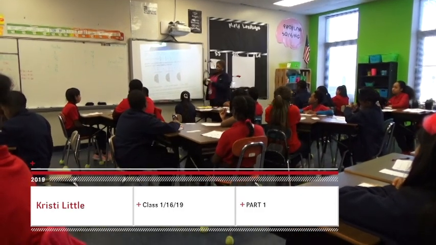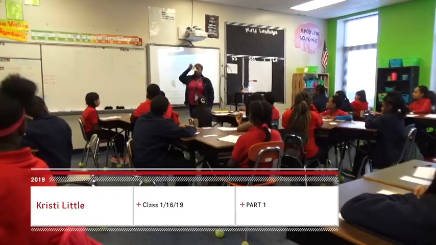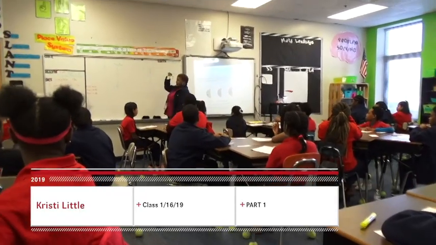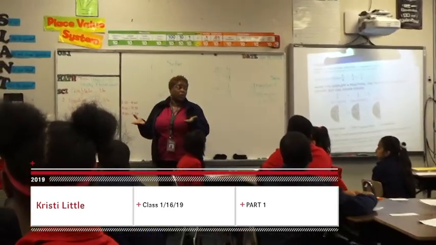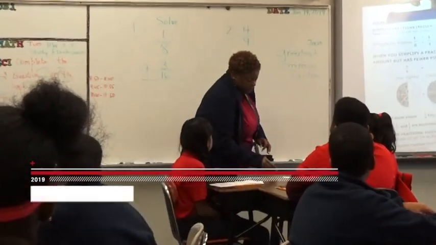A paper dollar. How much is a paper dollar worth? $1. I have 4 quarters. How much are these 4 quarters worth? $1.